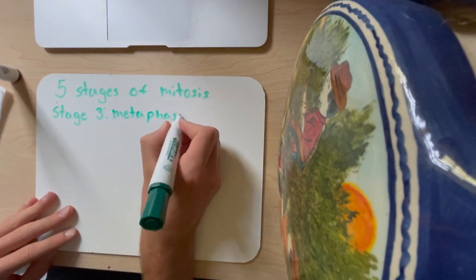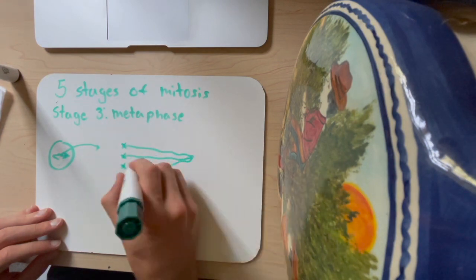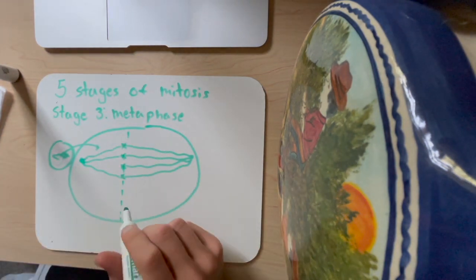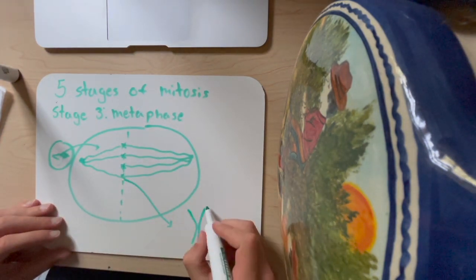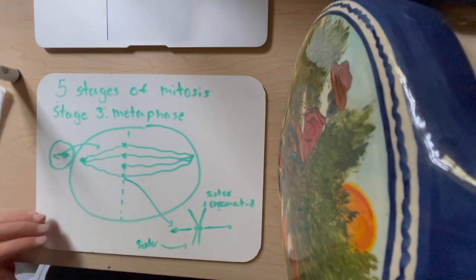The third stage of mitosis is metaphase. In metaphase, the chromosomes assemble in order along the equator of the mitotic spindle. Certain microtubules attach sister chromatids to opposite poles of the spindle.